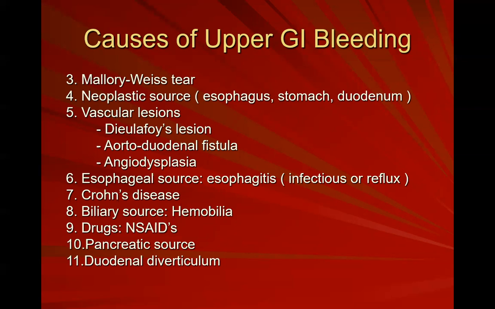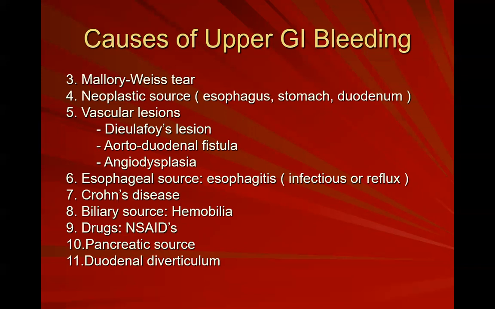Next, we have other causes of upper GI bleeding, but usually they are rare compared to peptic ulcer disease and bleeding due to varices. First we have the Mallory-Weiss tear, and do you guys know what that is?